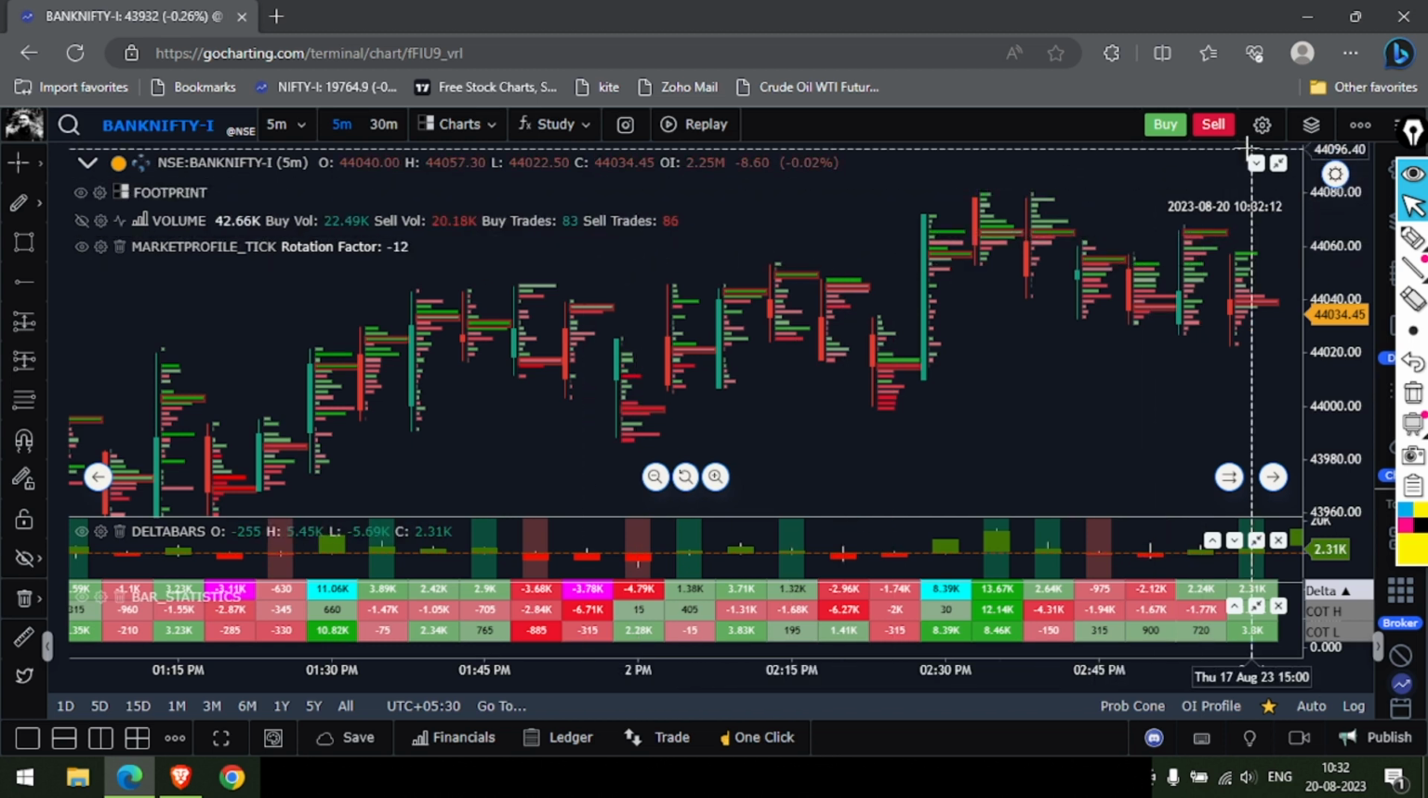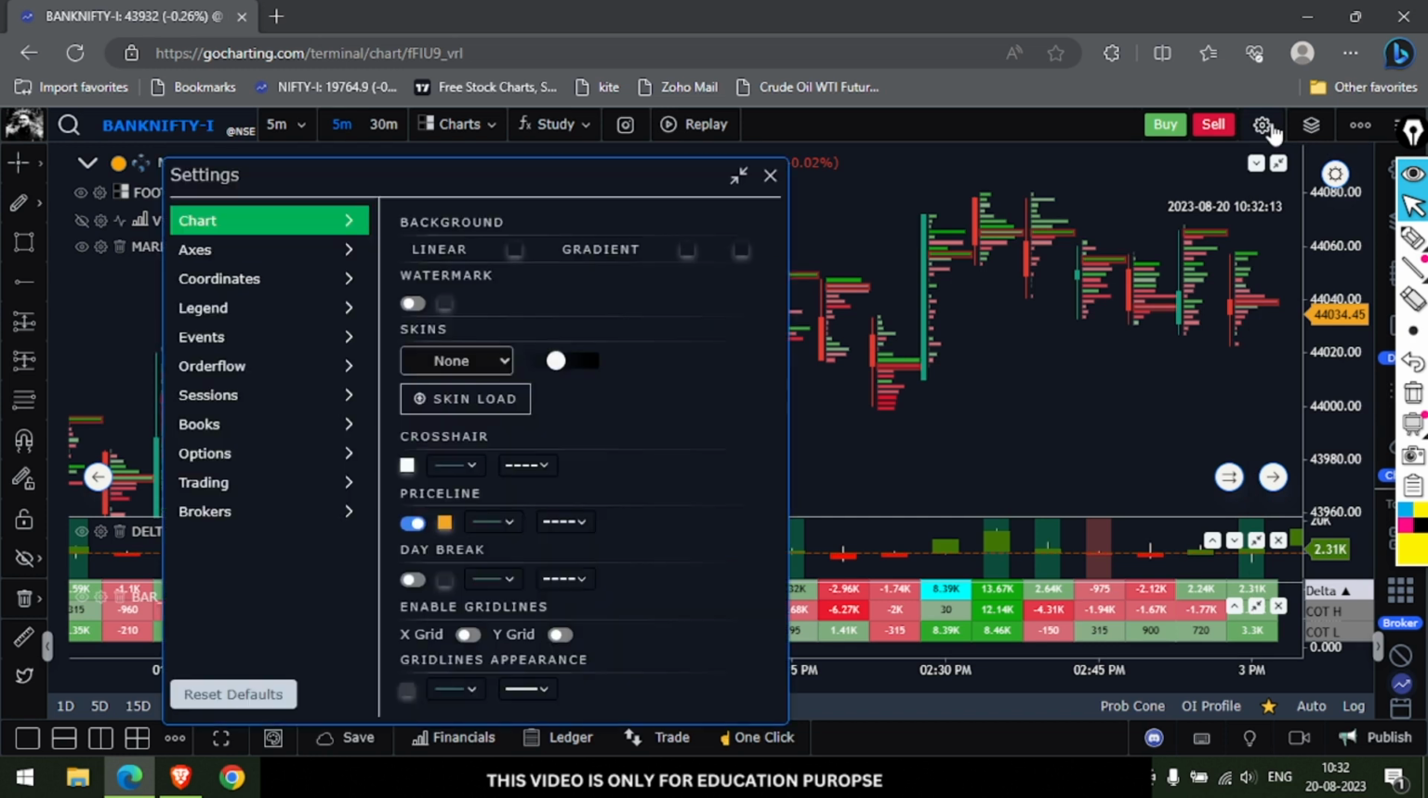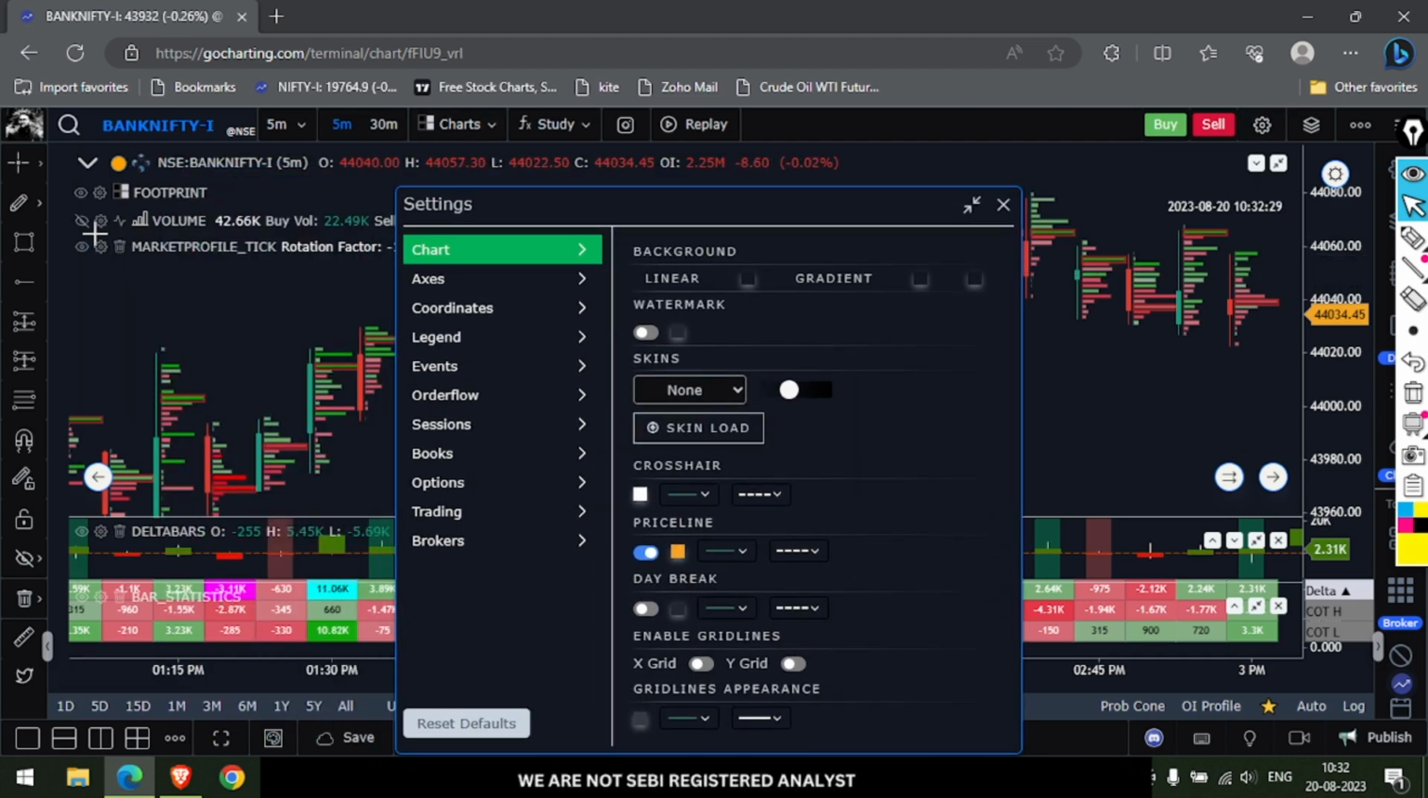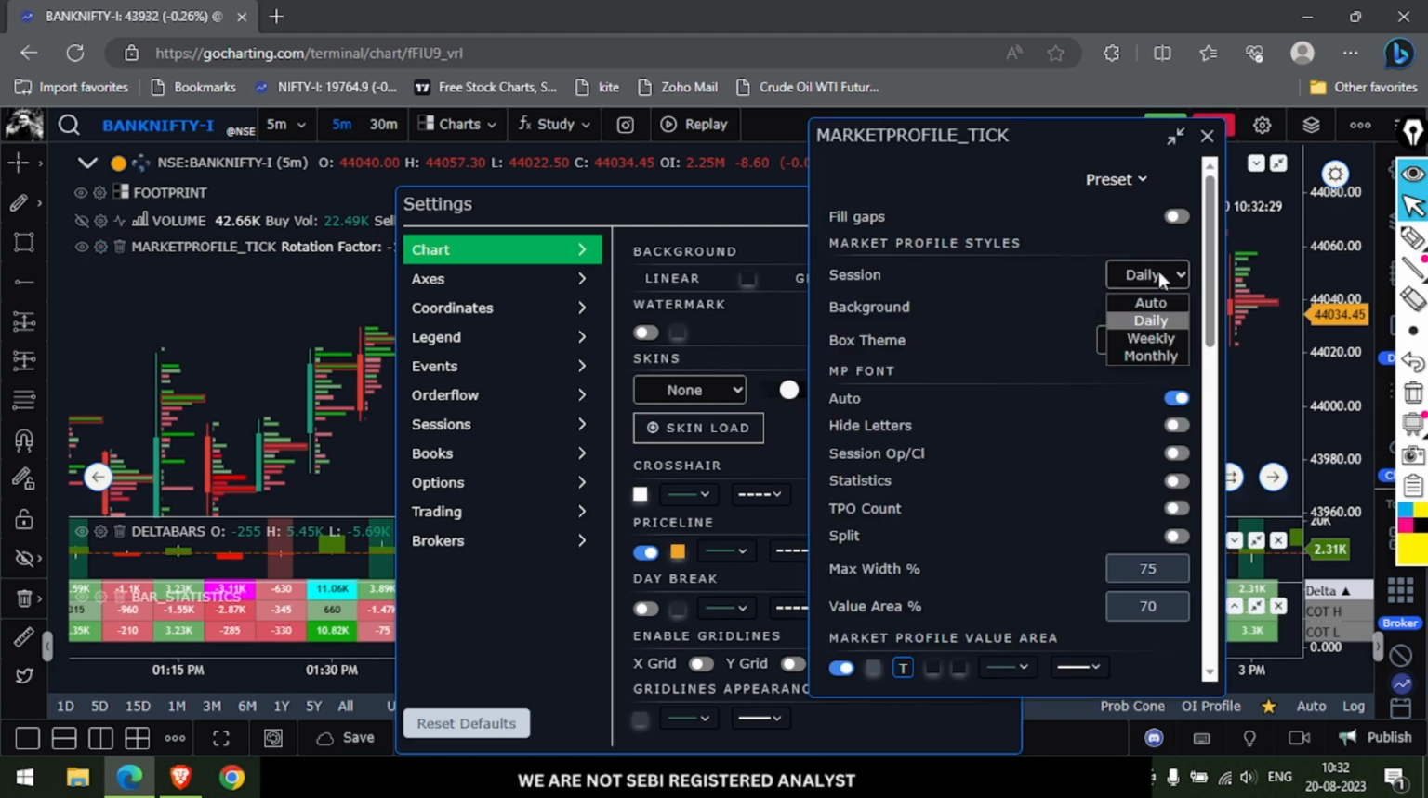If you are someone who trades forex, we have sessions in forex, like the Tokyo session, the London session, and the US session. If you are a big fan of using market profile, and yes, I am a big fan of using market profile, here you have options for how you would like to plot the particular market profile, as a daily profile, a weekly profile, or a monthly profile.